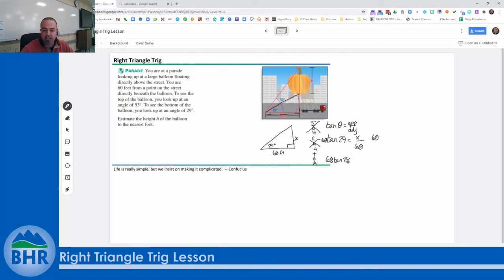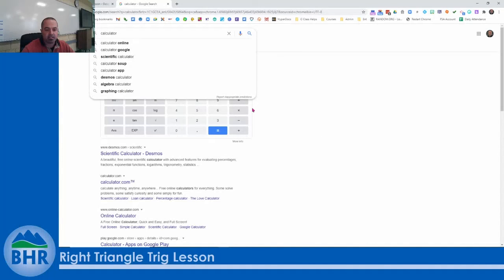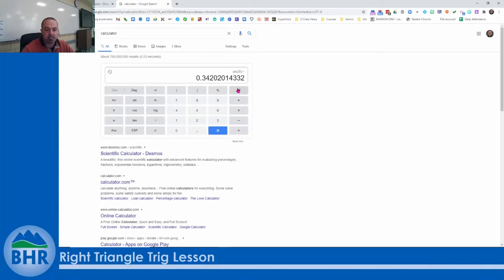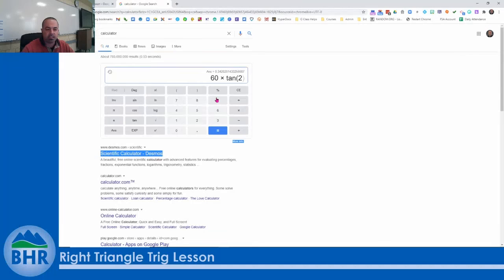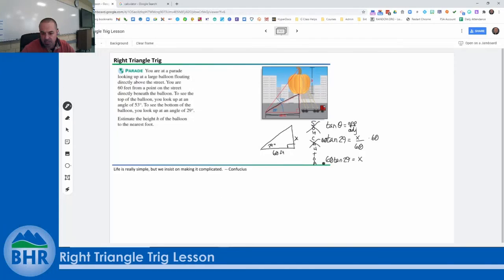So let's go figure out what that is. Clear. 60 times the tangent of 29 equals 33.3. All right, so x is equal to 33.3.